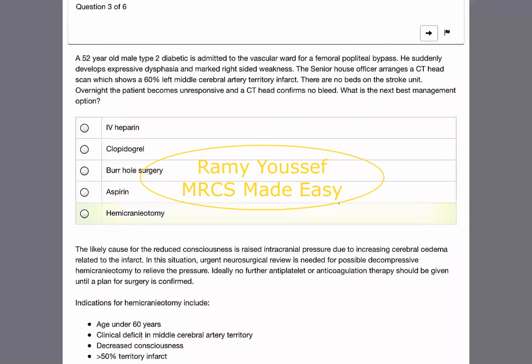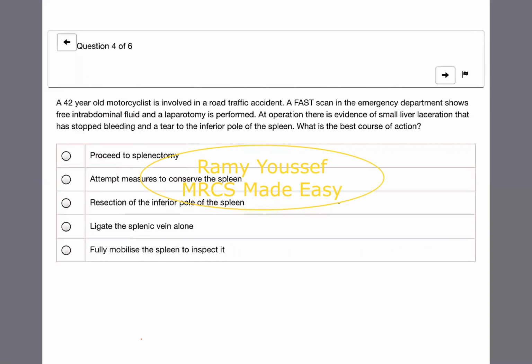Okay, next question. A 42-year-old motorcyclist is involved in a road traffic accident. A FAST scan in the emergency department shows free intra-abdominal fluid and a laparotomy is performed. At operation, there is evidence of a small liver laceration that has stopped bleeding and adhered to the inferior wall of the spleen. What is the best course of action?